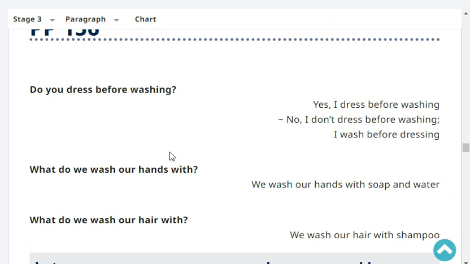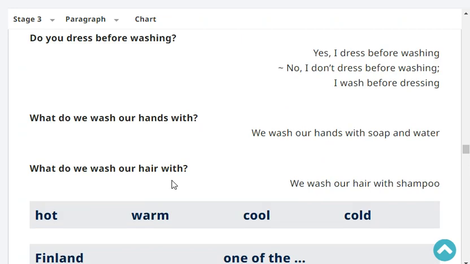Do you dress before washing? No, I don't dress before washing. I wash before dressing. Yeah, it means you take a bath first and then you put on the new clothes. Oh, yes, I understood. Okay, next.